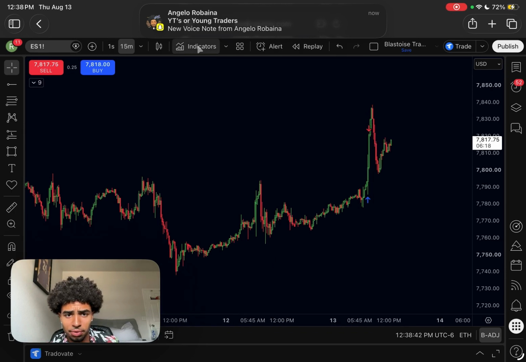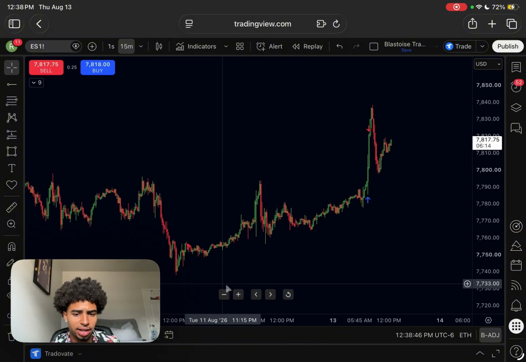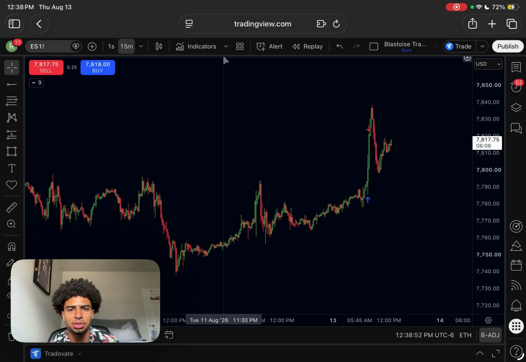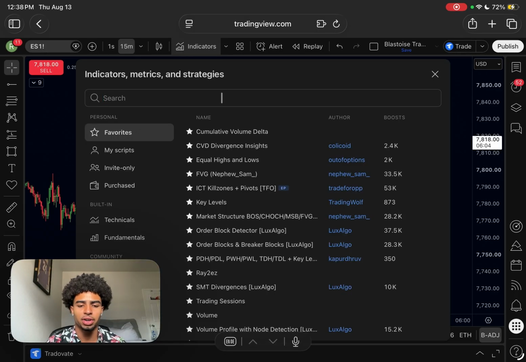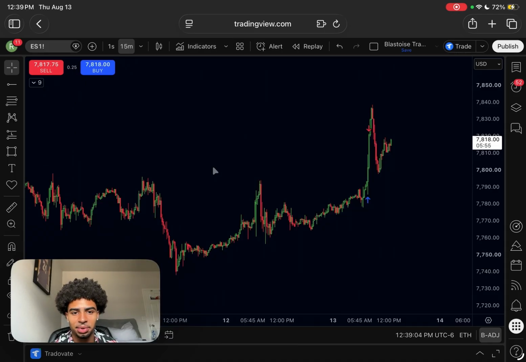For sessions, if you're not sure, if you already applied an indicator and you set the time right, it will tell you. You can just look at when it opens and when it closes, and you can get an idea for whatever your time zone is. You just go to indicators and type in trading sessions. It's going to be under technicals. Make sure you favorite that too, because we're literally using this every single day.